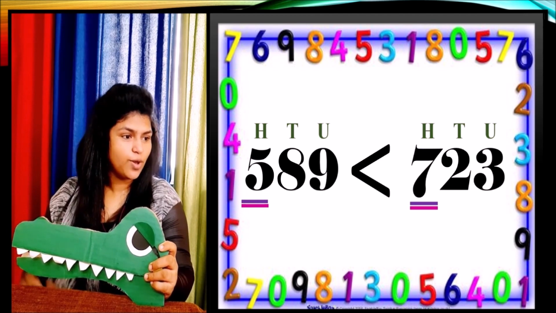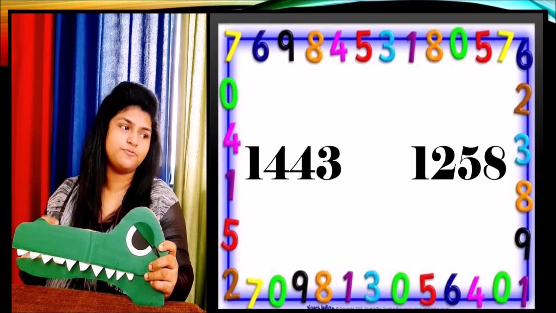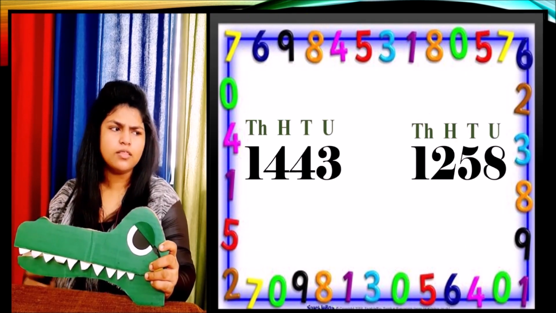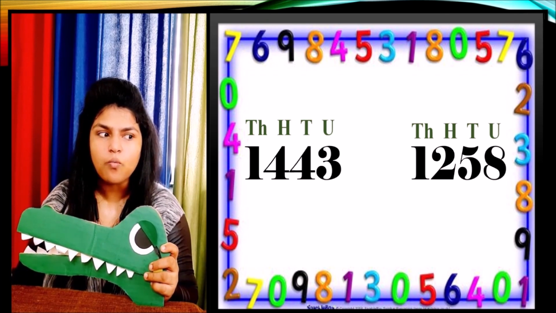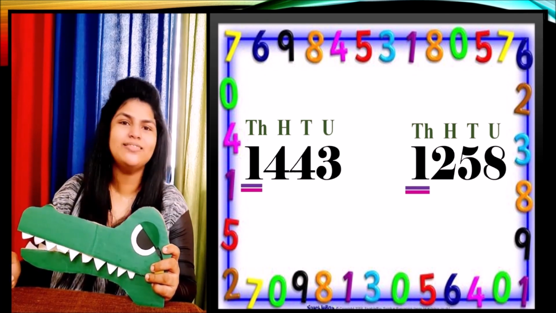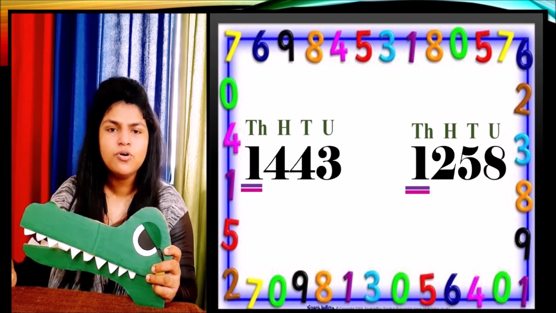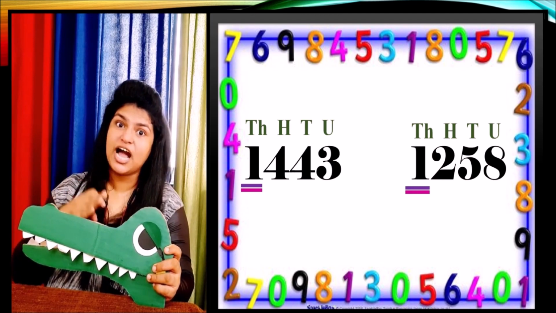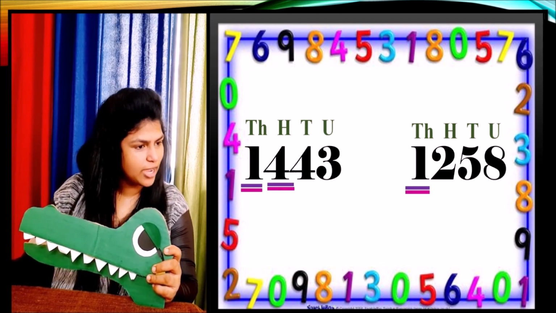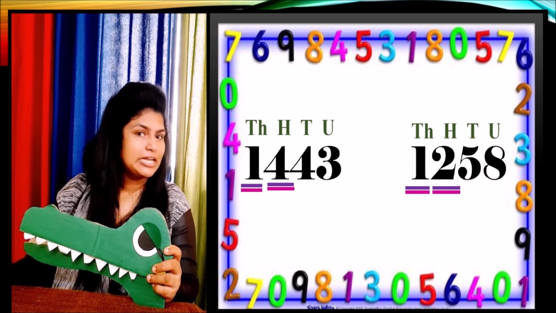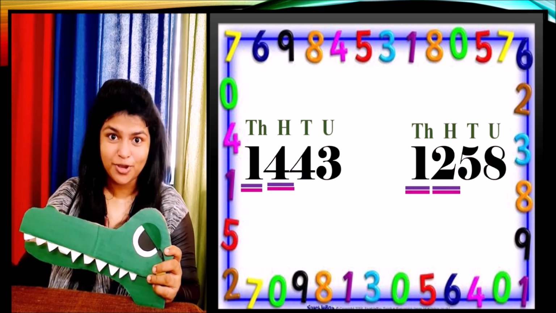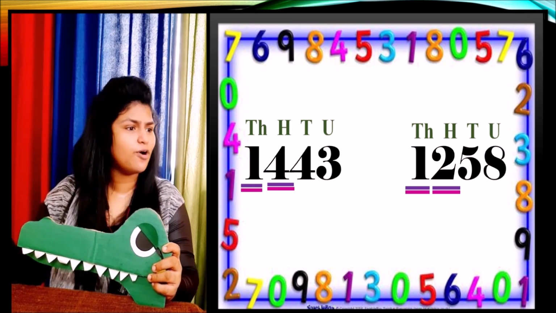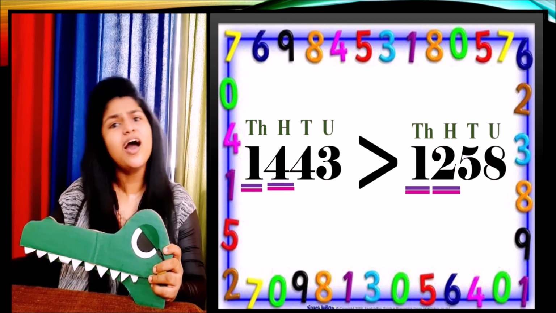Next we have 1443 and 1258. Correct? Let's put the Urdu code. Now, the first number is 1. And the other number also has 1 in the thousands place. Both are same, no? So just let it go. Go to the next number, which is in the hundreds place. There's 4 in the hundreds place and 2 in the hundreds place. Now tell me, 4 is big or 2 is big? 4. And so, this entire number is big. Finish. 1443 is big.